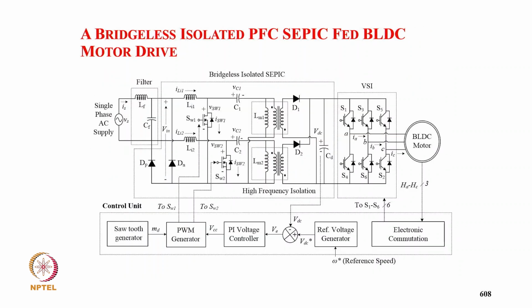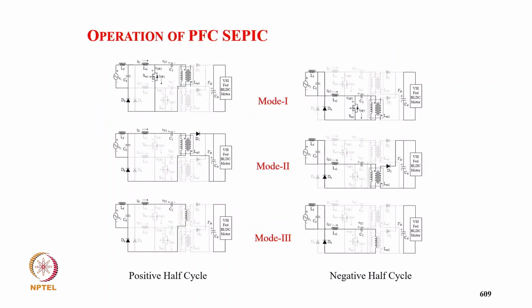So this is coming to now the isolated PFC SEPIC converter. We can use two converters, one for the positive half cycle and one for the negative half cycle, and we sense only the DC link voltage for speed control, and Hall effect sensing. We don't sense input voltage, input current, or the winding current of the motor.